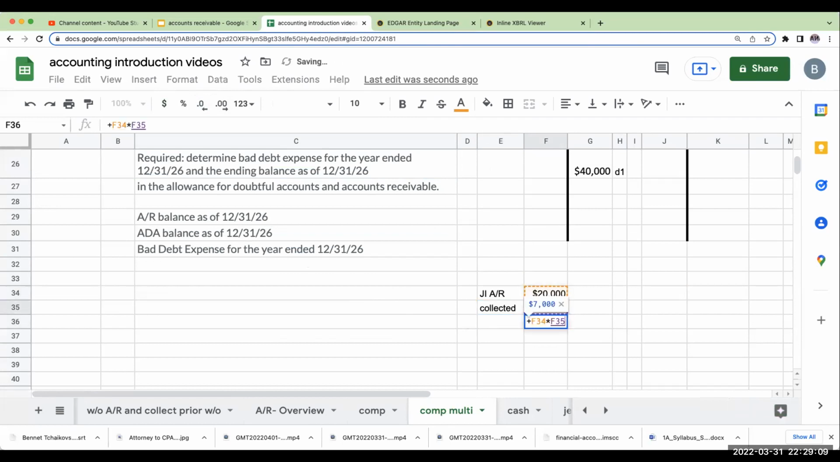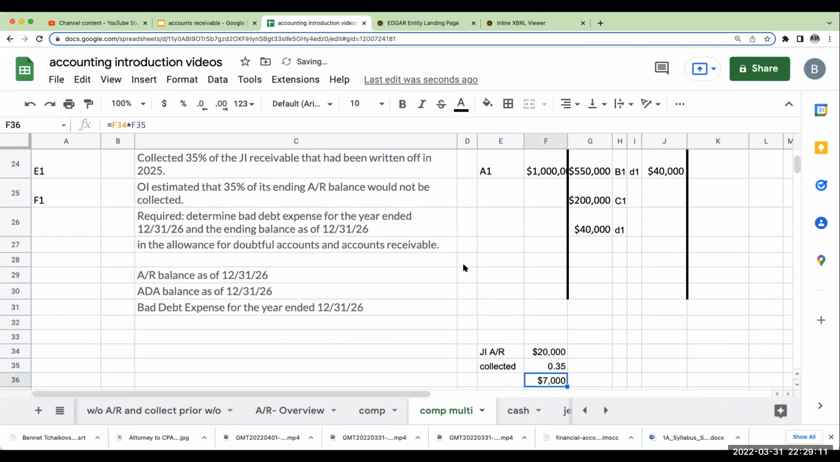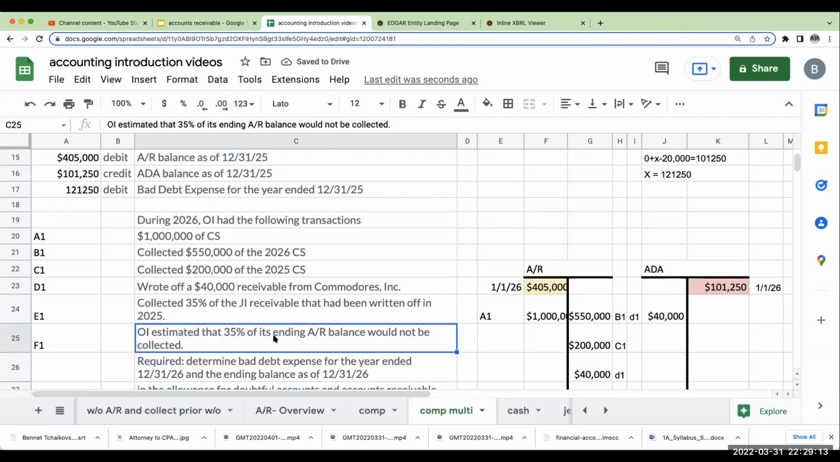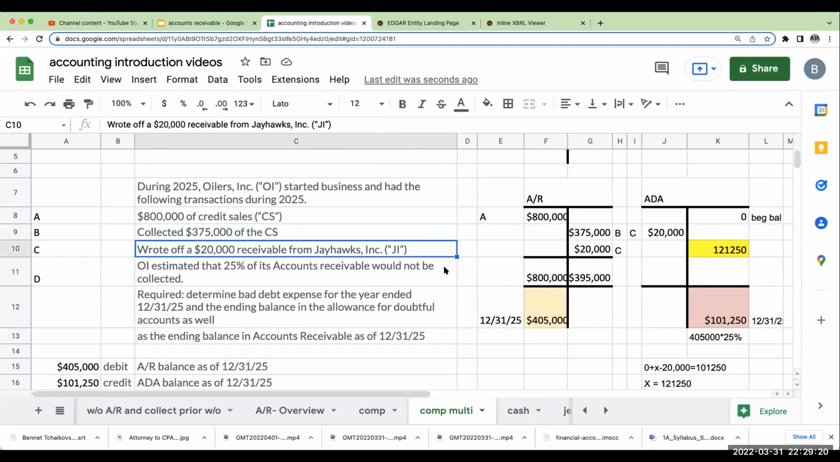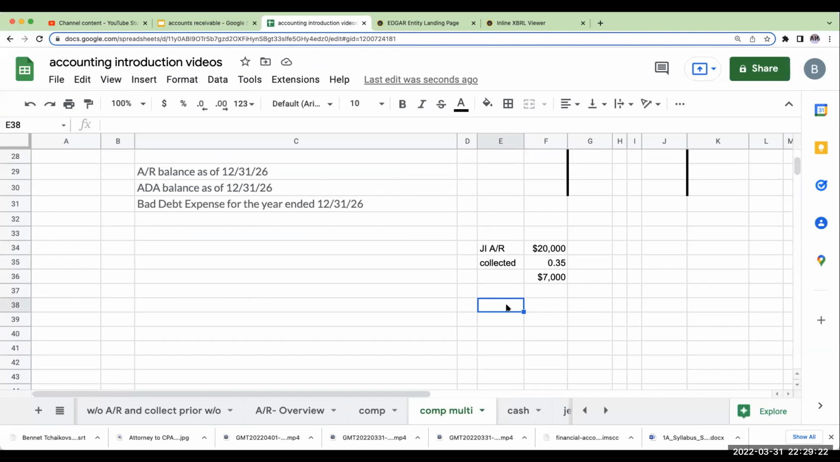So 20,000 times 35% is going to be $7,000. Basically, I collected 35% of the receivable that I wrote off in the prior period. So now what I need to do is to do the entry. When I collect a receivable that I previously had written off, I got to do two things. First thing is I got to reinstate the receivable, or reverse the curse. I'm going to debit AR, credit the allowance for doubtful accounts for $7,000.